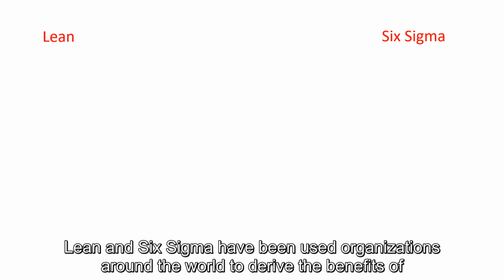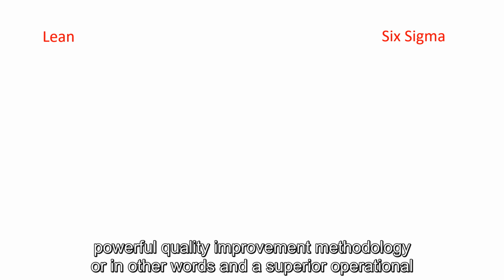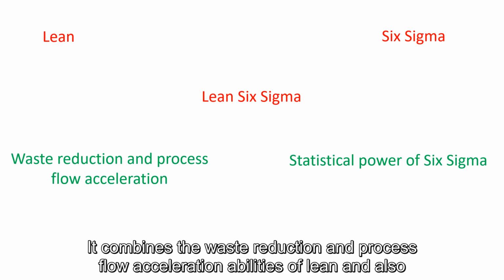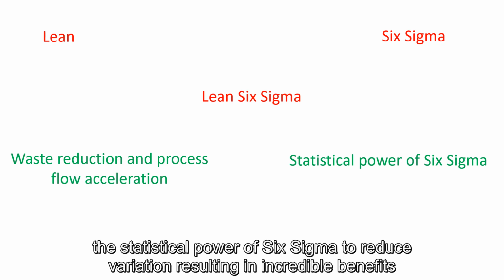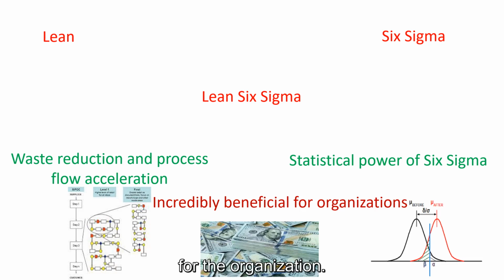Lean and Six Sigma have been used by organizations around the world to derive the benefits of each of these techniques. Then came a thought: can Lean and Six Sigma be combined to create a powerful quality improvement methodology, or in other words, can superior operational excellence benefits be derived from it? That is called Lean Six Sigma. It combines the waste reduction and process flow acceleration abilities of Lean and the statistical power of Six Sigma to reduce variation, resulting in incredible benefits for the organization.